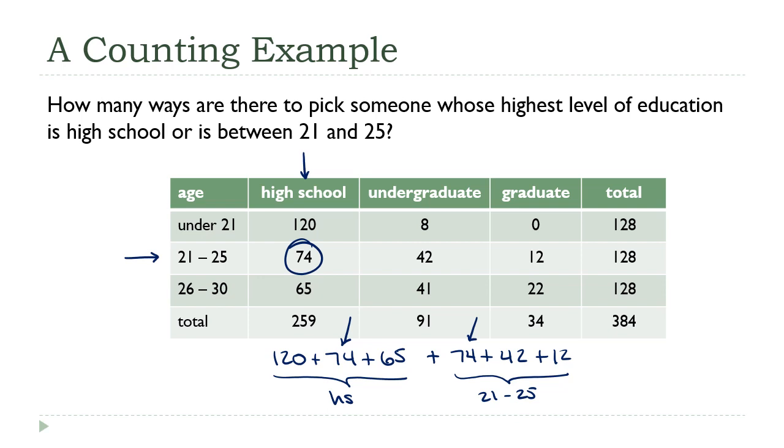So the simple fix is just to subtract the size of that overlapping category, the high school and 21 to 25 group. That takes out this one here, and now all that's left is 174. So the people in that group only got counted once, which is exactly what we need. All right, so I don't necessarily want to call it a fix, but this is how we're going to handle situations that look like addition rule scenarios, but where the individual categories aren't disjoint.